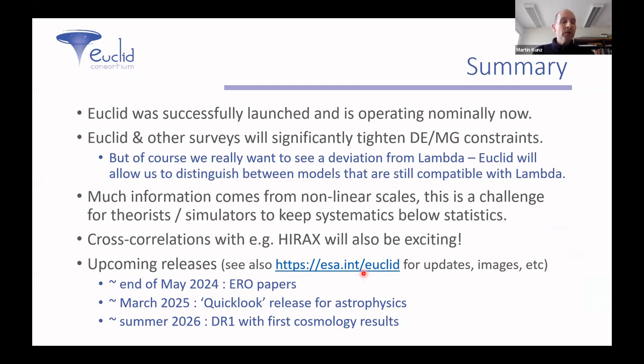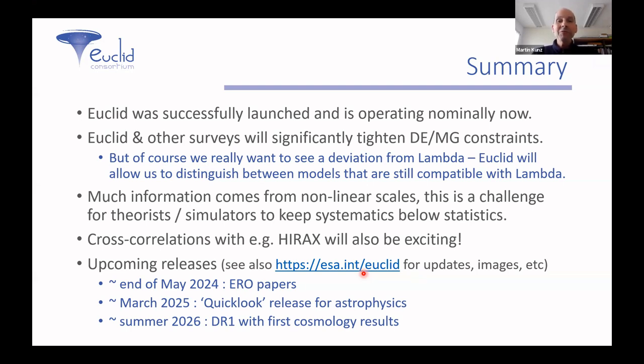Okay, let me then slowly summarize. As I mentioned in the beginning, Euclid is successfully launched. It's operating nominally. There were some challenges, but luckily we were able to overcome all of them, and now it's in the main survey. Euclid and other surveys, so there is DESI, there will also be LSST, and later Roman, will significantly tighten dark energy and modified gravity constraints. Of course, also others, but today I focused a bit on that.